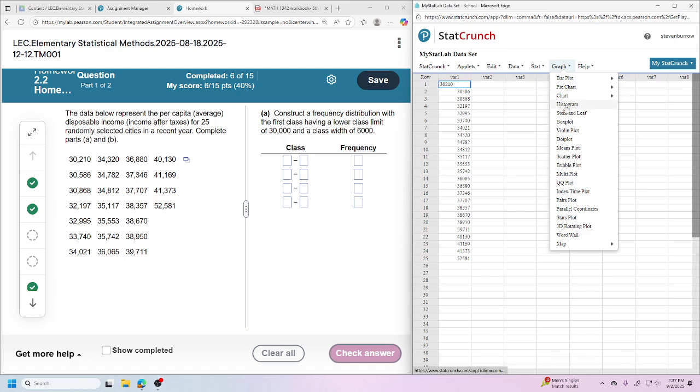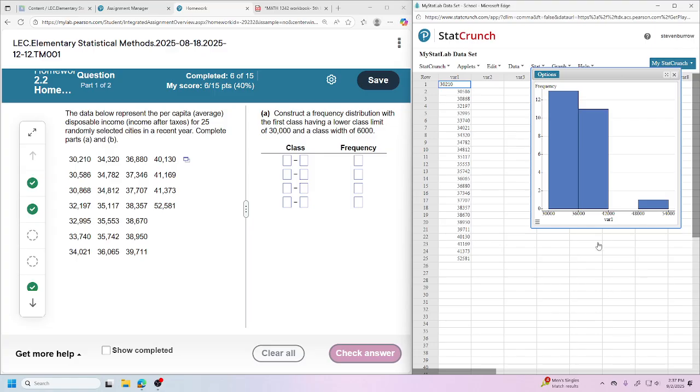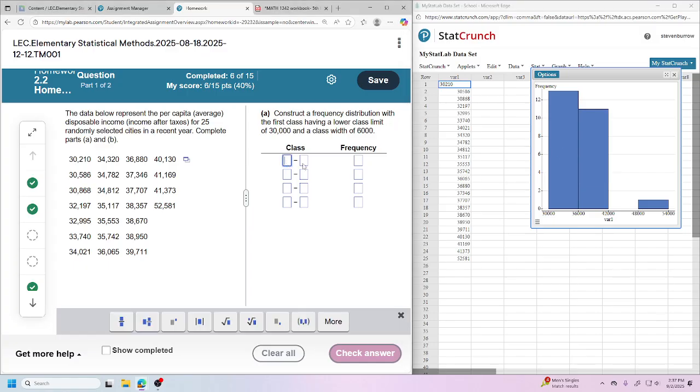So graph histogram, click var1, and then I'm going to change this to, where am I starting? 30,000. And my width would be 6,000. Compute. Look, I got 4 bars. I can hover on it and give me the frequency. It says var1, and it gives me those numbers right there. So then I got 30,000. And then the next one starts at 36. And then the next one starts at 42. And then the last one starts at 48.